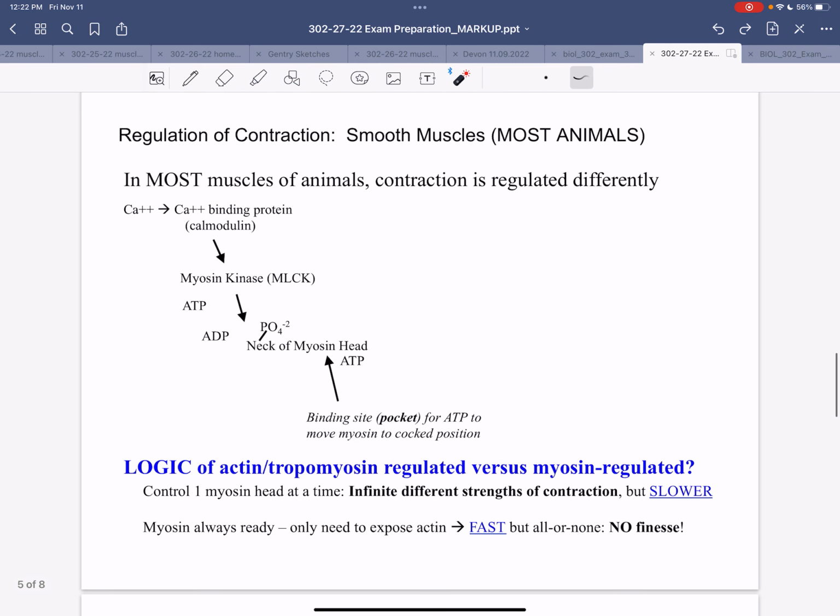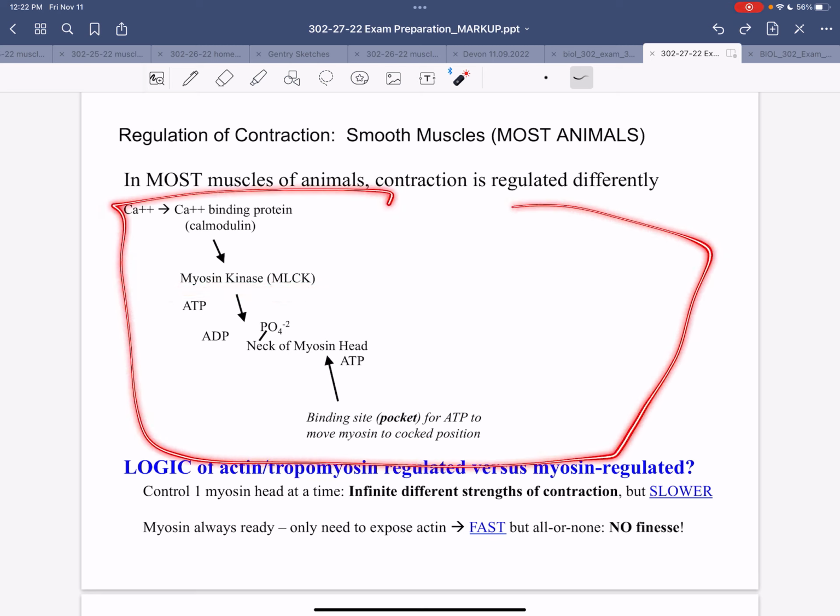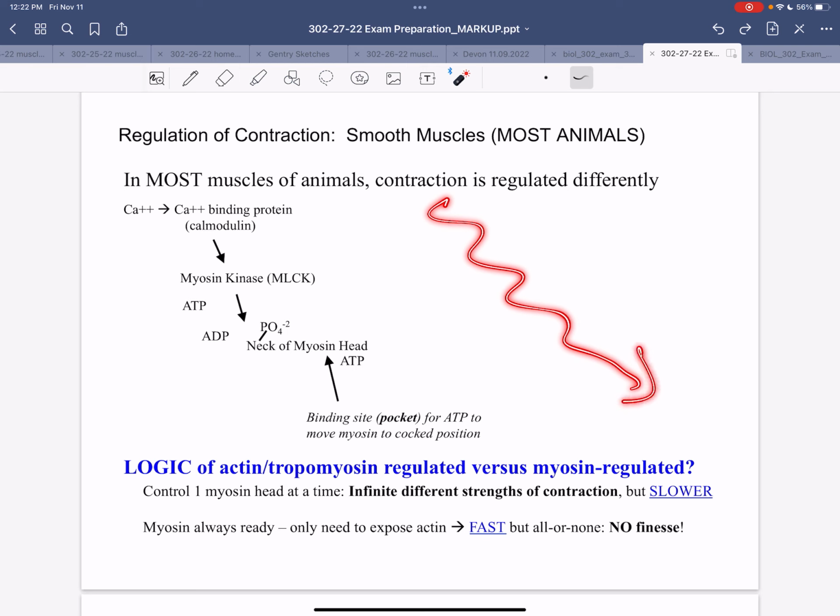You don't have to have sketches, so sometimes you want to test your knowledge using just words. And so here is myosin regulated contraction using myosin light chain kinase. And I have it all in words. You could add the sketches over here, or you could think through it in words and come up with solutions.